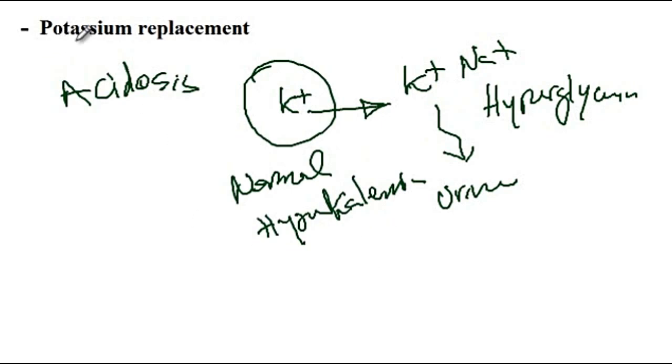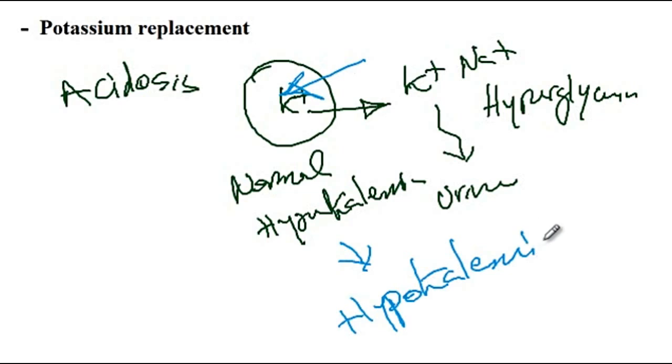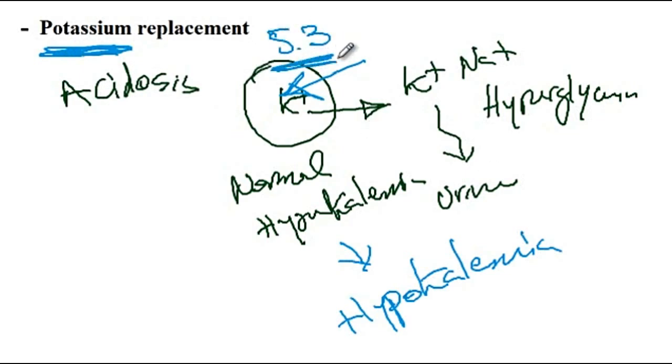So when you provide these patients with insulin, insulin causes shifting of the potassium from the extracellular space back to the intracellular space. So that's the time that you will develop severe hypokalemia. And so therefore, you will have to provide potassium in patients that have DKA. Usually you will start providing potassium once the serum potassium drops less than 5.3 milliequivalent per liter.